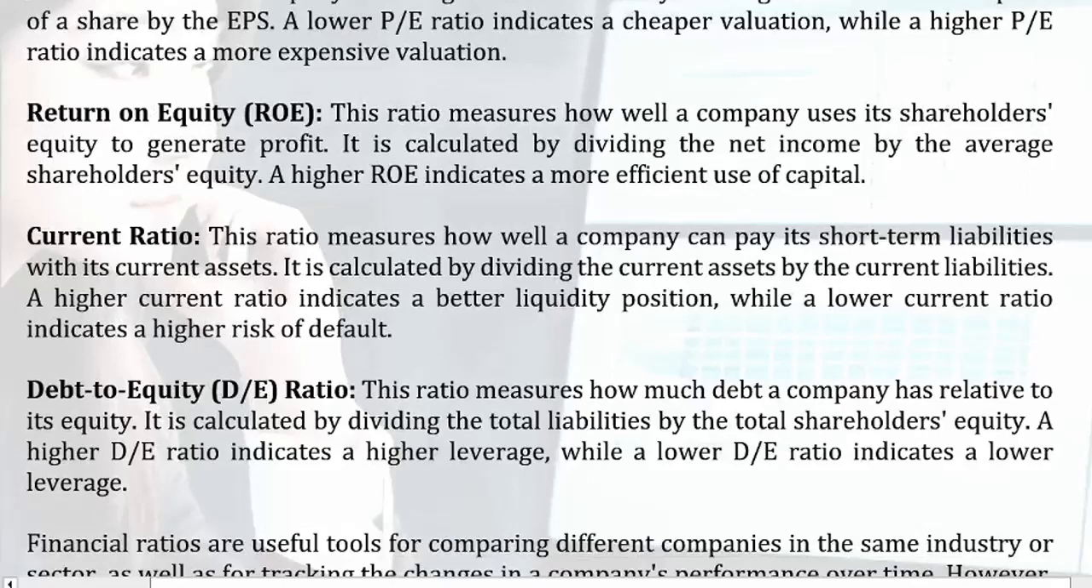Return on equity, ROE. This ratio measures how well a company uses its shareholders' equity to generate profit. It is calculated by dividing the net income by the average shareholders' equity. A higher ROE indicates a more efficient use of capital.